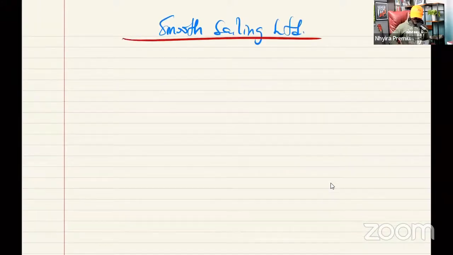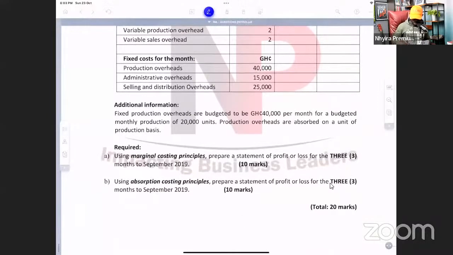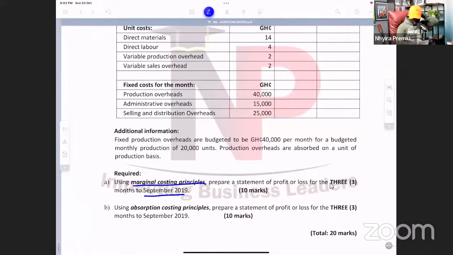So let's see the requirements. We are supposed to use marginal costing principles to prepare a statement of profit or loss for the 3 months to September 20X9, and then using absorption costing, prepare a statement of profit or loss for the 3 months to September 2019. So this is a 20-mark question that we have here. Let's see what we can do.